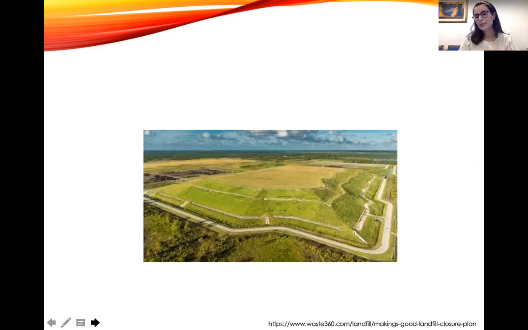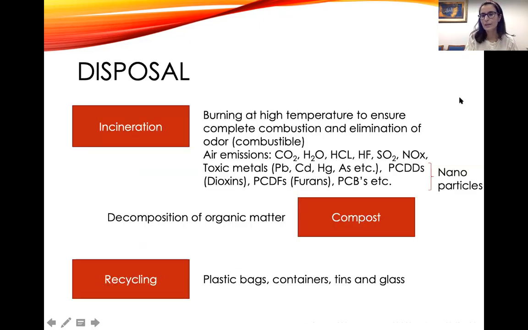And just looking at this, it doesn't even look like a site that might have ever been used as a dump site. So just motivation for you to make sure that our waste is being properly managed. And because we're speaking about disposal, I might as well just quickly mention some of the other ways in which waste is taken care of.